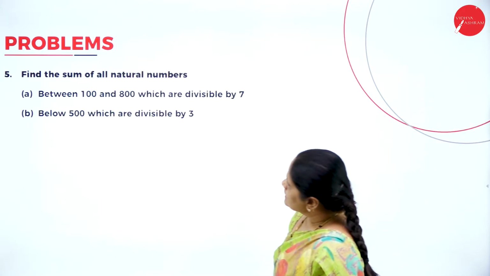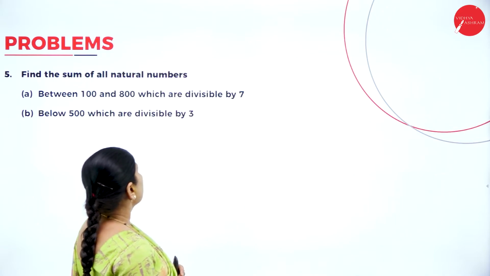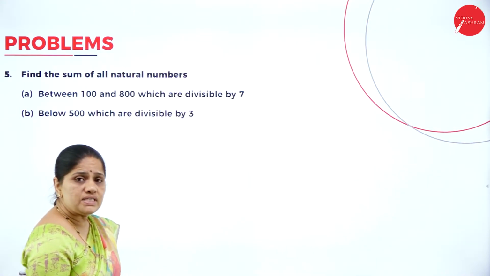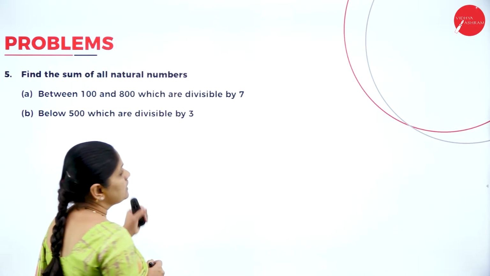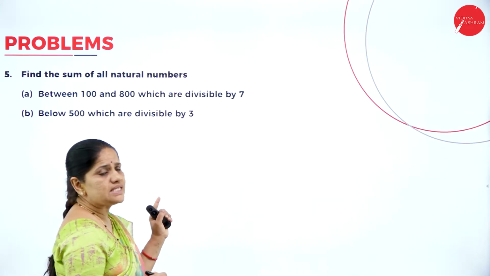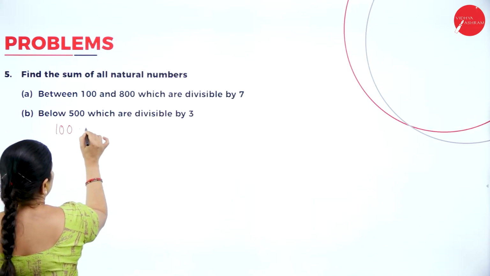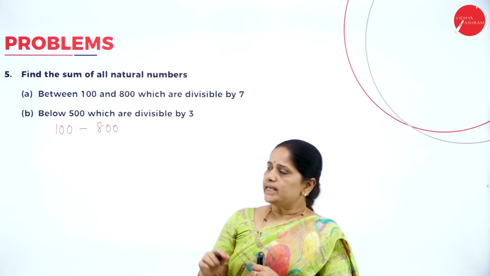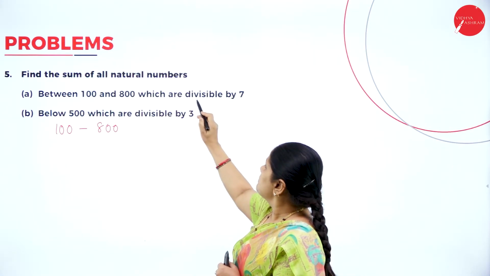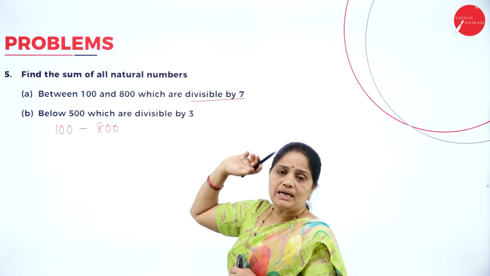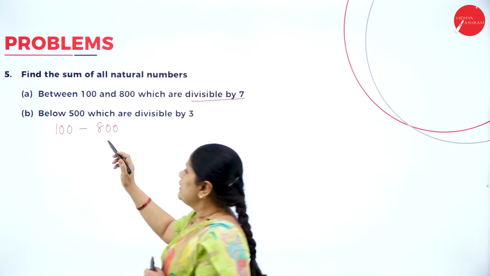Now find the sum of all natural numbers between 100 and 800 which are divisible by 7. So we have to find the first number that is divisible by 7 between 100 and 800. In this problem, they have asked us to find all the multiples of 7 between 100 and 800.